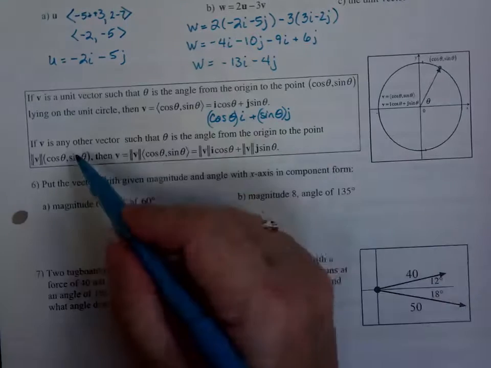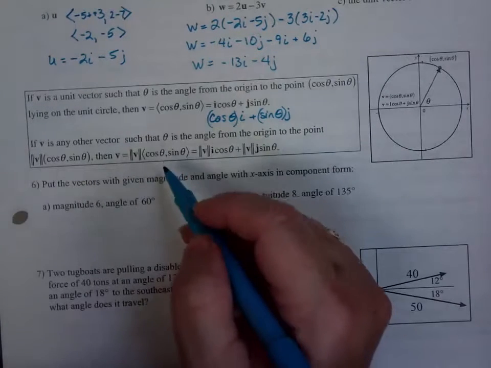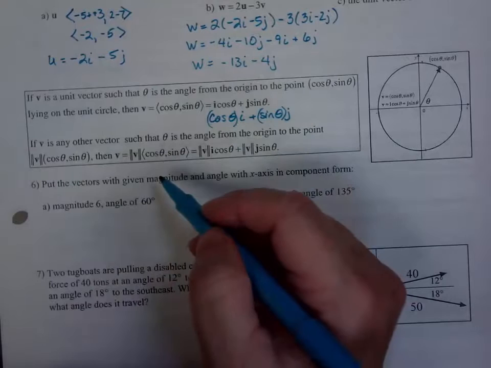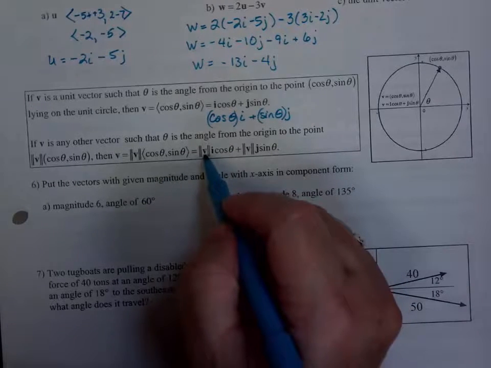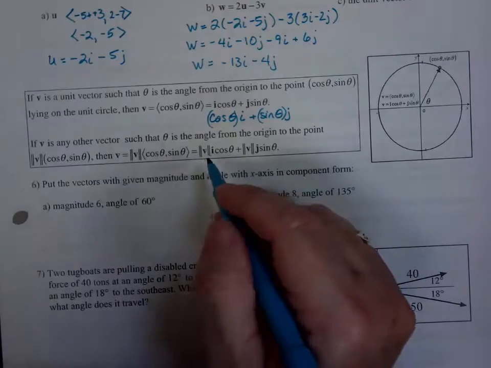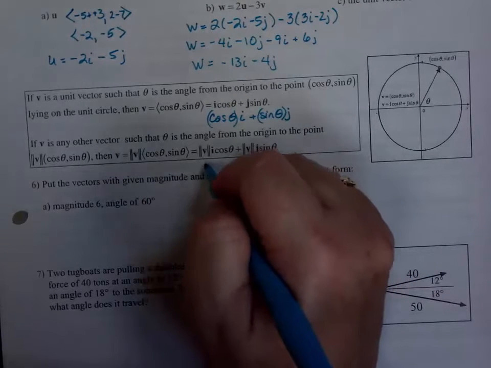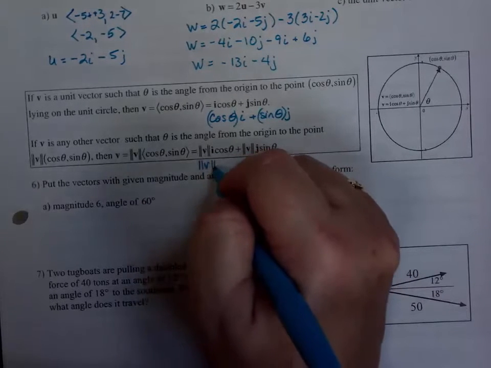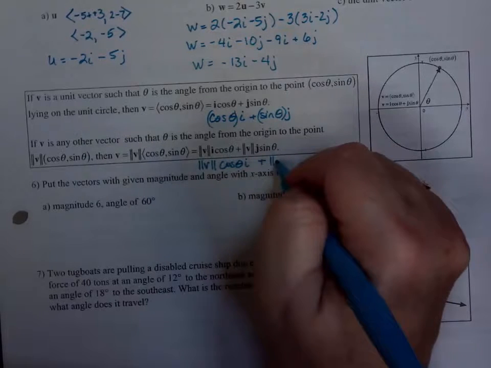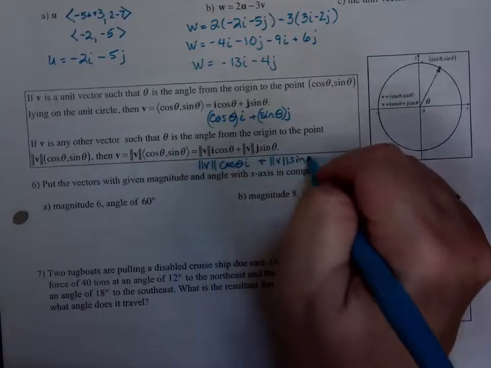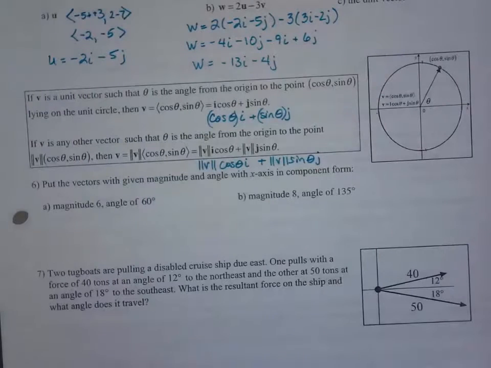So if v is any other vector, what if it's not just 1 unit long? What if it's 5 units long? What if it's 6 units long? What we do is multiply each of the components by the length of it. So this is now magnitude of v cosine theta i plus magnitude of v sine theta j.